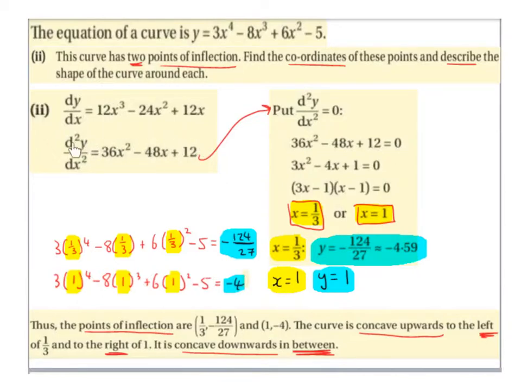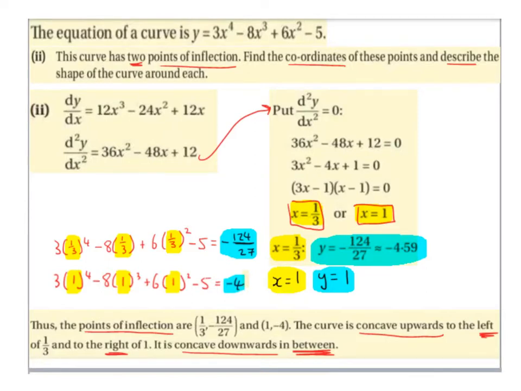So we're going to put the second derivative equal to 0. So we have 36x squared minus 48x plus 12 equals 0. We simplify by dividing across by 12. So we get 3x squared minus 4x plus 1 equals 0. Then we factorize. We get (3x minus 1)(x minus 1). And then we solve for x. So if 3x minus 1 is equal to 0, x is equal to a third. And if x minus 1 is equal to 0, x is equal to 1. So we have our two x values, a third and 1.